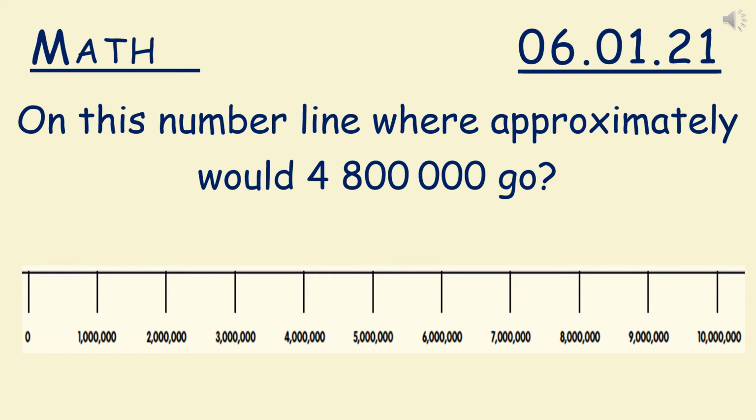Now we can identify between which two lines this number will go. It's time to see if we can have an approximate guess as to where between these two lines the number would go. Here's a little tip. If you break the section into 10 small pieces, you should be able to guess roughly where this number will go. For this number, it will be between 4 million and 5 million, and then 8 little pieces along.